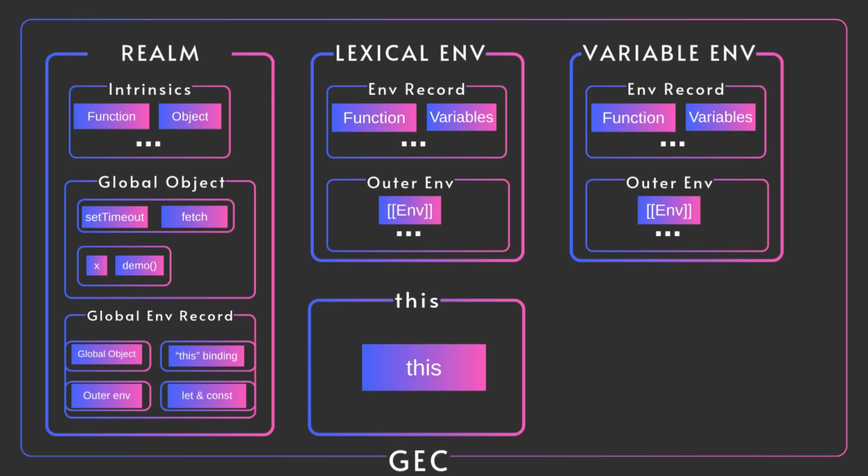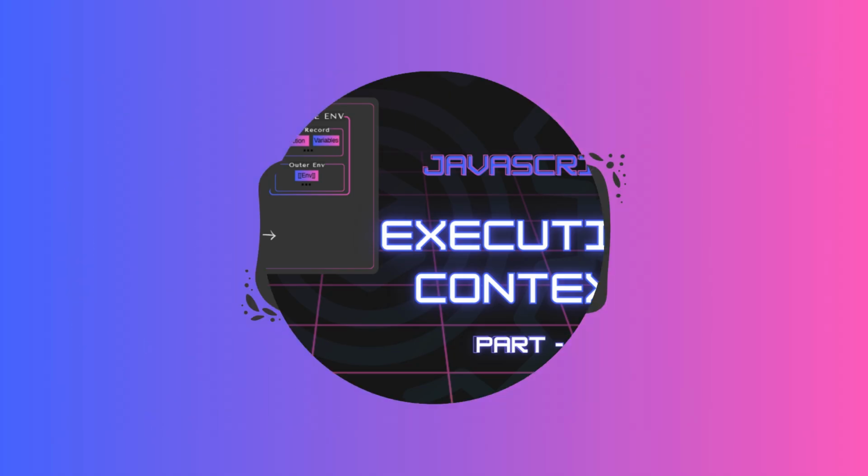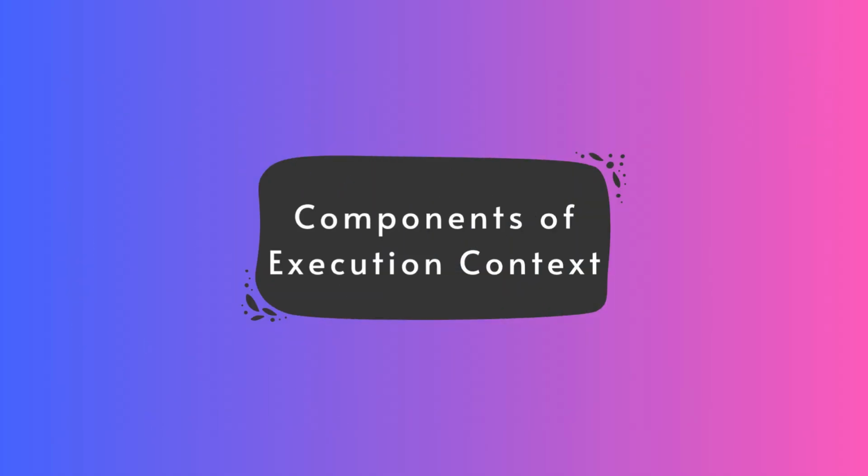I have already talked about each of the components of an execution context like realm, lexical environment, variable environment, etc. in detail in the first part of this video. I have provided a link to that video on the screen, as well as in the description box. I highly recommend you check out that video first, as it will give you the basic understanding you need about the components of an execution context. Alright, let's begin.